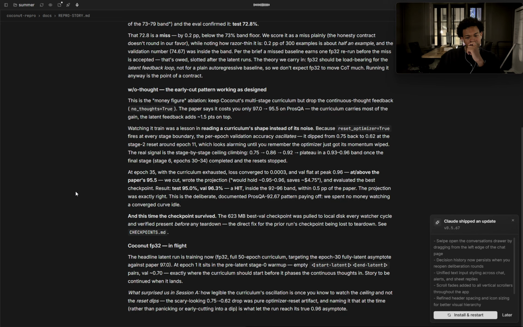What surprised us in session A? How legible the curriculum's oscillation is once you know to watch the ceiling and not the reset dips. The scary-looking 0.75 to 0.62 drop was pure optimizer reset artifact, and naming it that at the time, rather than panicking or early cutting into a dip, is what let the run reach its true 0.96 asymptote.